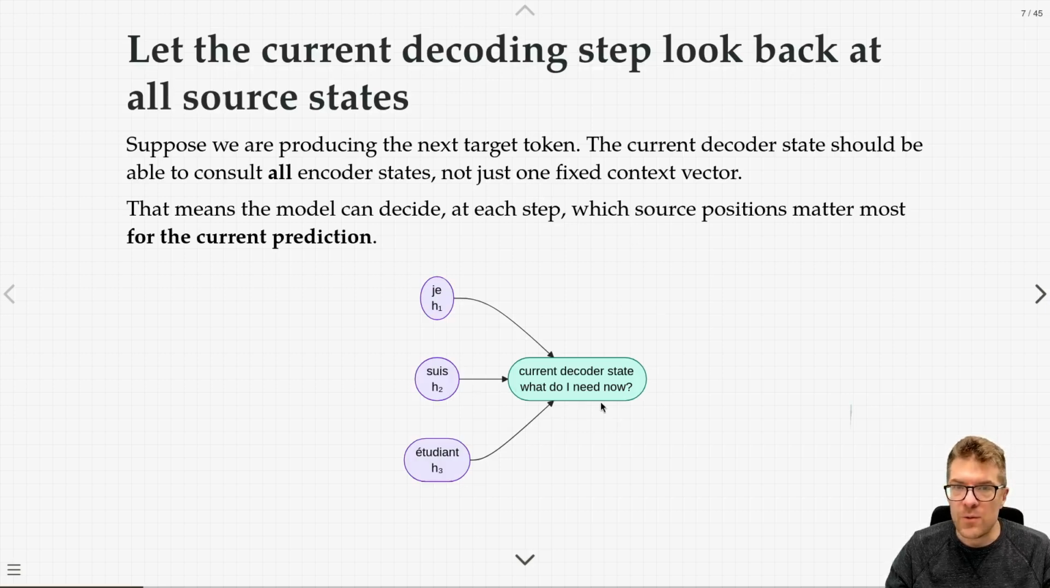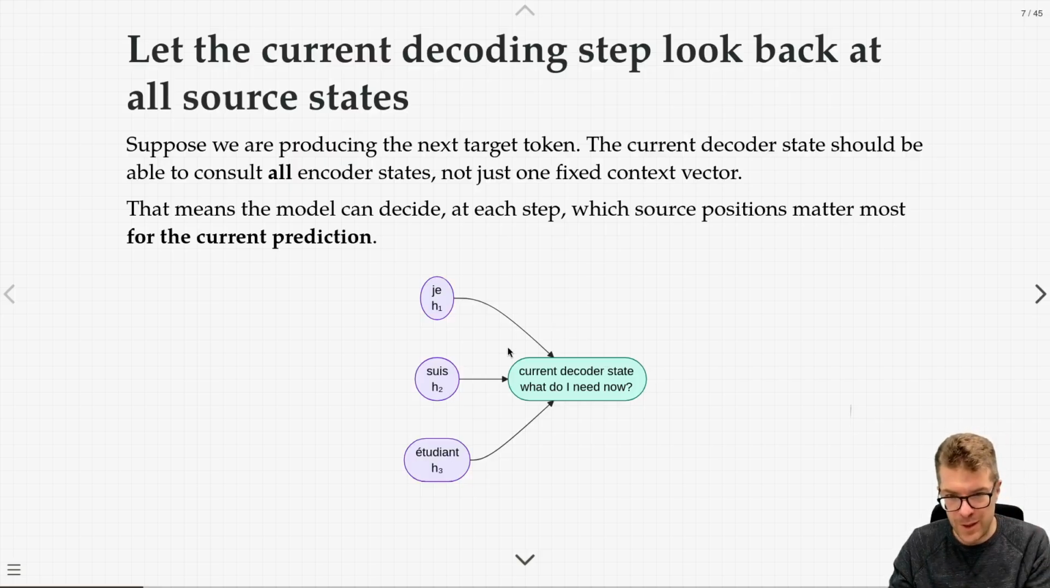So we can imagine when we're doing decoding, when we're producing our outputs of this machine translation process, we want to look back at our source states. Imagine we're going to produce the next token, or we want to translate the next token of target. So we want to produce an English word in our machine translation system. The current decoder state should be able to consult everything, all of the encoder states. It shouldn't just have the fixed context vector we called C a moment ago. So in other words, the model should be able to decide at every step, at every word it's producing, which source positions matter the most.